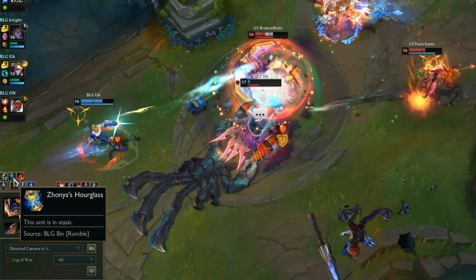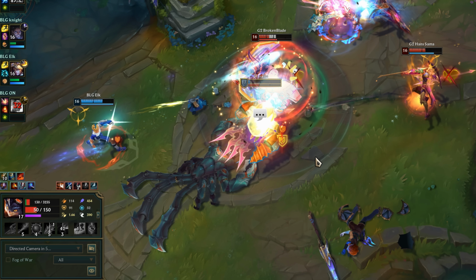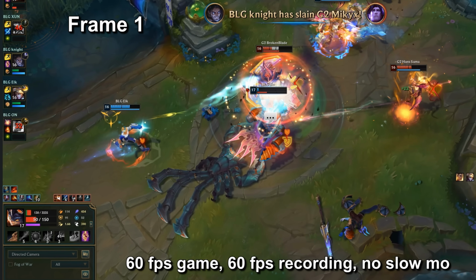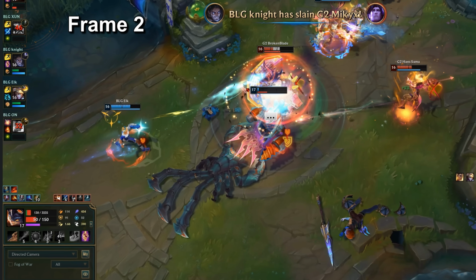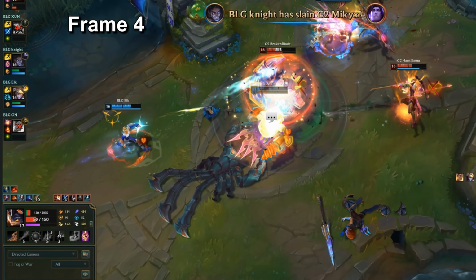What's pretty interesting is that the difference between the icon appearing and the Rumble Zhonya's VFX actually starting was 15 frames, but that was with 60 FPS and slow motion. So to make it simpler, I also recorded it without slow motion and then looked at the frames. So in this case, Zhonya's icon appeared 3 frames before the Zhonya VFX and the sound effects.